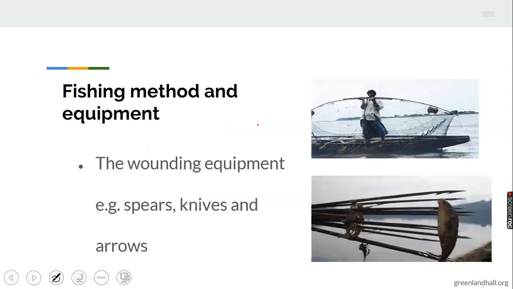Fishing method and equipment. 1. The wounding equipment. The first one we have here is wounding equipment, which involves the use of spears, knife, and arrow. The farmer throws this equipment into the water body, which could be river, sea, ocean, targeted at a particular fish, and when it gets hooked, the fish is unable to escape. The farmer takes up the fish.